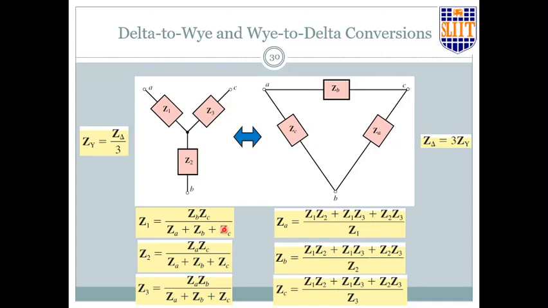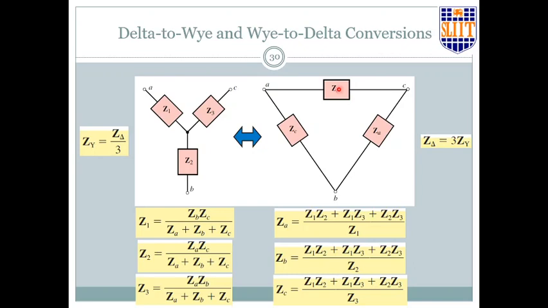So just look at the pattern here. To find Z1, you have to multiply these two and divide by this plus this plus this. To find out Z1, you multiply these two and divide by the sum of the three. To find out this one, you multiply these two and divide by the addition of these three, right?